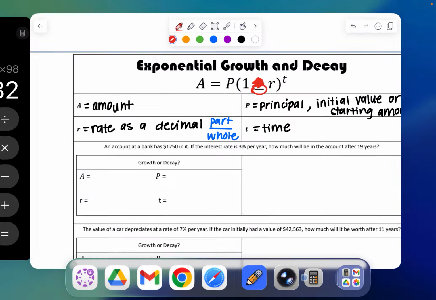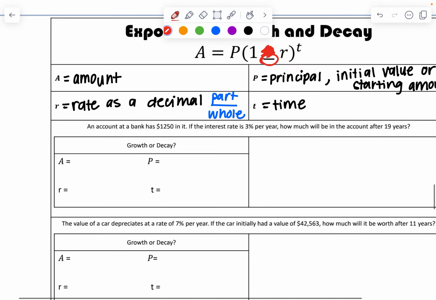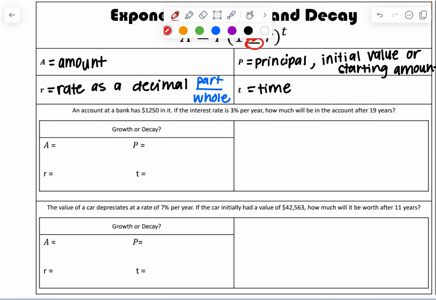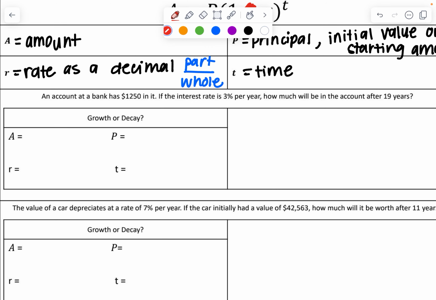So we have two little examples to go. An account at a bank has $1,250 in it. If the interest rate is 3%, how much will be in the account after 19 years?